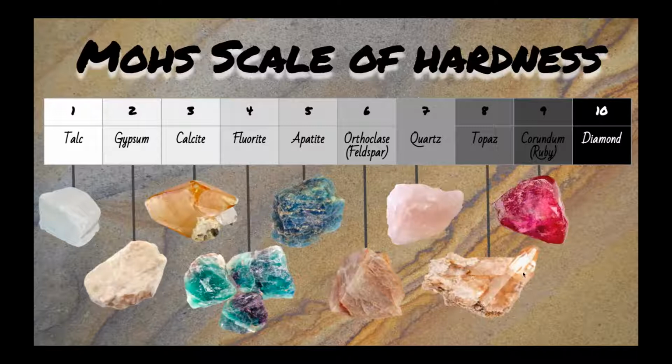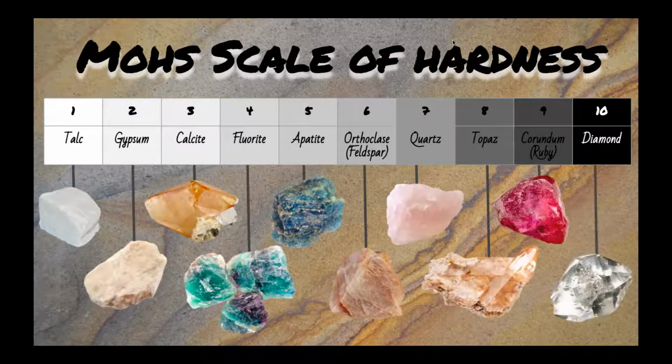9 is corundum, also known as a ruby. And 10 is a diamond. Now you may be thinking of jewelry for a ruby and a diamond. You might think of them as being sparkly and beautiful, and you might think, why on earth do they look like that? Those are the raw version of those minerals.